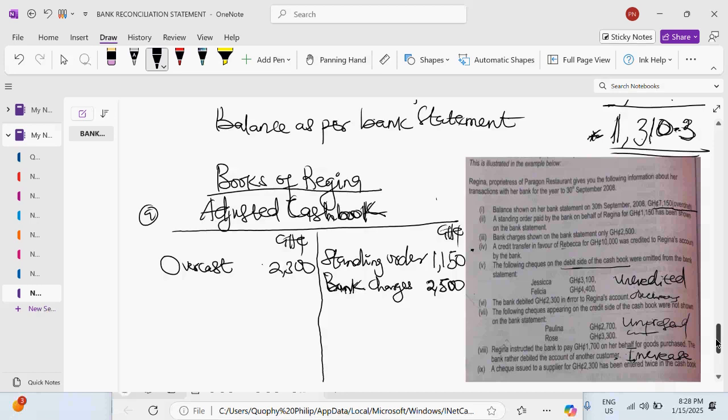All right. So now, what do we do from here? We balance off the account, right? So if you are balanced, what are you getting?